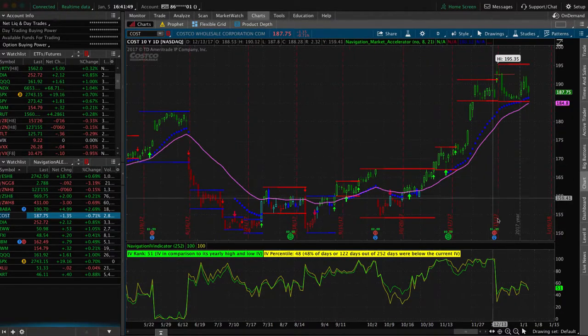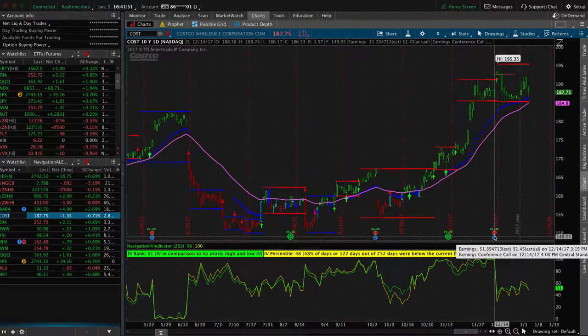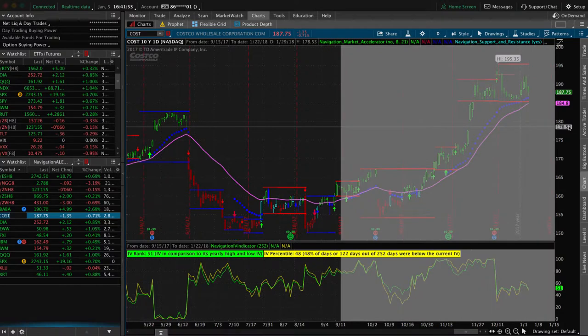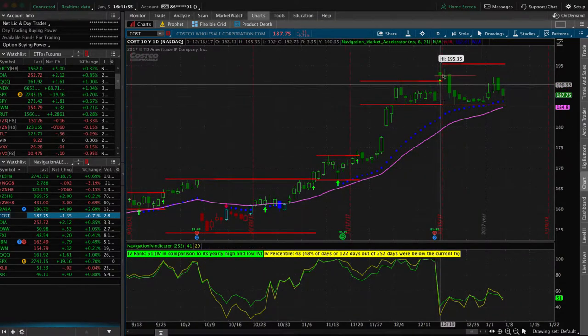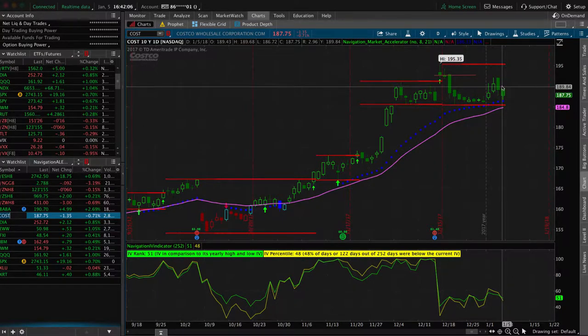We initially put this on as a post-earnings short put vertical, where after earnings you can see price jumped up above its expected move, and a lot of times it'll grind sideways to higher. In this case, it had a little bit of a dip, came back, and it's just kind of hanging out here. So we'll continue to watch and monitor Costco.